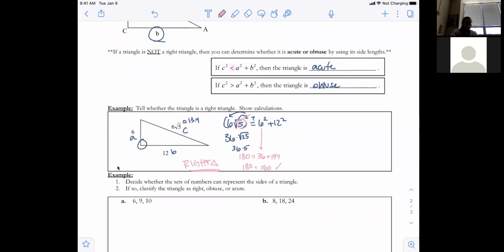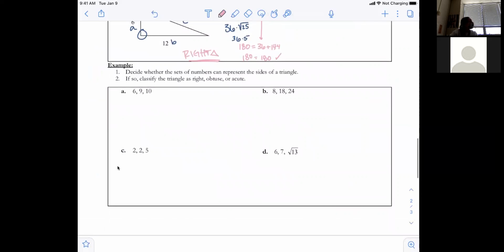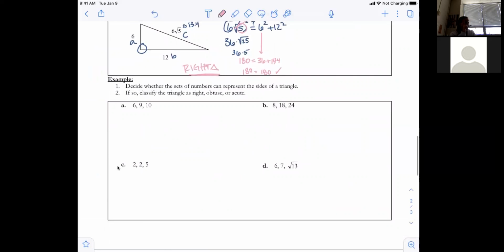Now, if I say tell if something's a right triangle, show calculations, it means you will not get full credit unless you do all of this right there. Okay. Any questions so far? All right, we got 4 more. We're going to first decide whether it can be a triangle. Second, we're going to decide whether it's right, acute, or obtuse.